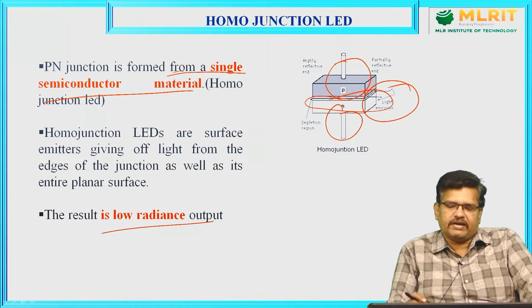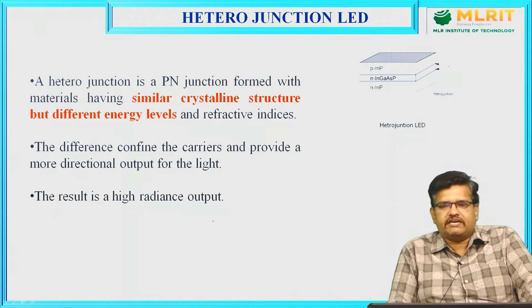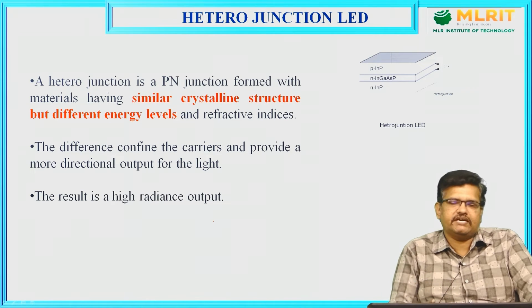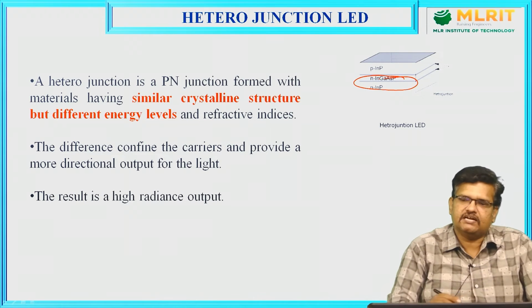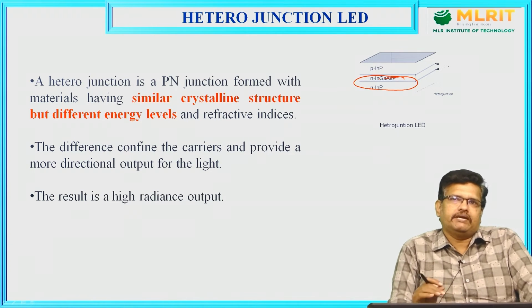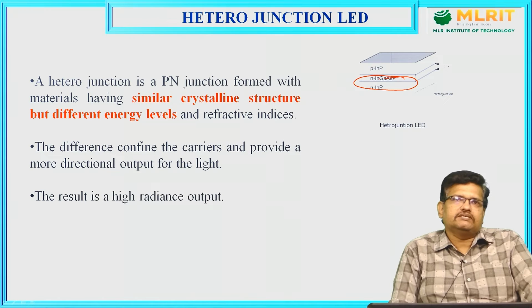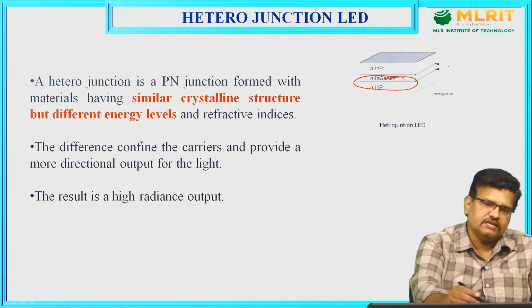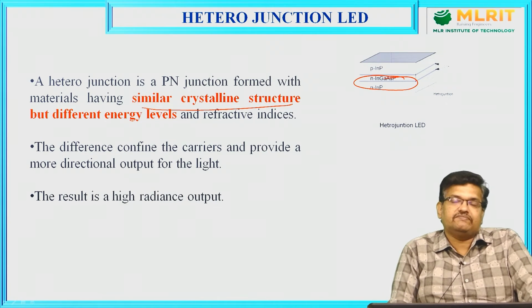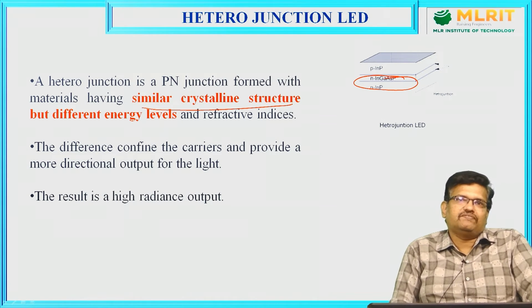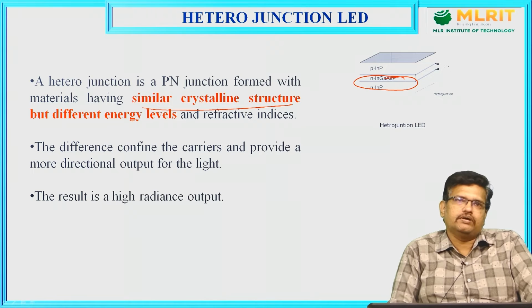But the thing is that in the homojunction LED we have low radiance at the output. So that's why we can prefer the heterojunction LED. What is the heterojunction LED? Along with p and n type, in the middle sandwich we are using an indium gallium arsenide phosphide kind of material, which forms the heterojunction structure. This heterojunction structure forms a similar crystalline structure but different energy level and also different refractive index. Due to this, the difference in the confinement layer produces more directional output for the light.